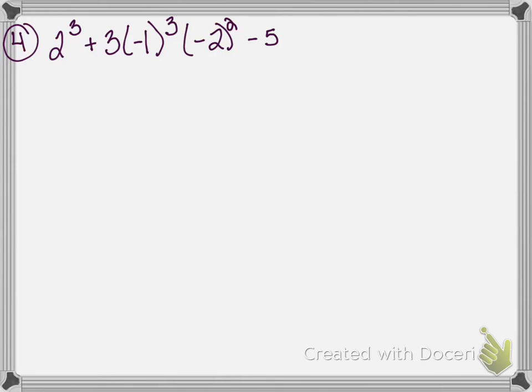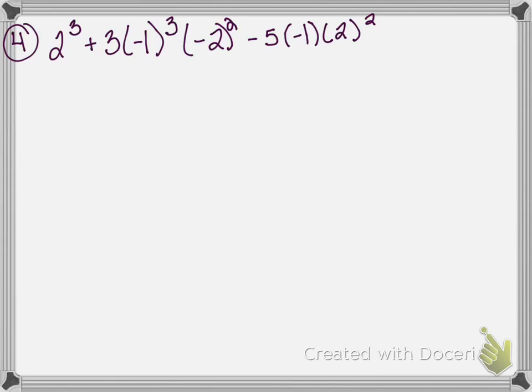Okay, and then I've got negative 1 and 2. I don't have any grouping symbols. Everything that's inside my parentheses is individual. There's nothing inside my parentheses that I can simplify.